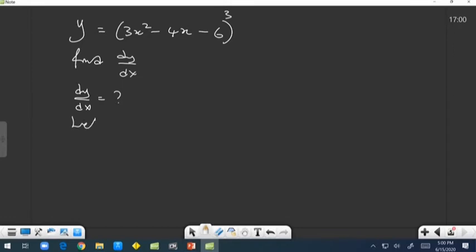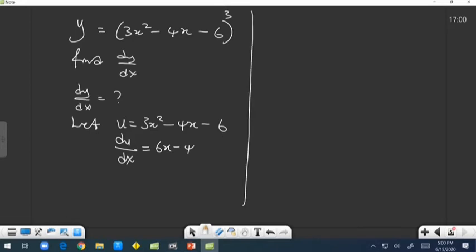We say let u equal to 3x squared minus 4x minus 6. So du over dx is equal to 6x minus 4 plus 0. And that is du over dx. And we know that y expressed as a function of u is given as y equal to u raised to the power of 3. So dy over du is equal to 3u squared. And that is 3 in brackets, 3x squared minus 4x minus 6 raised to the power of 2.